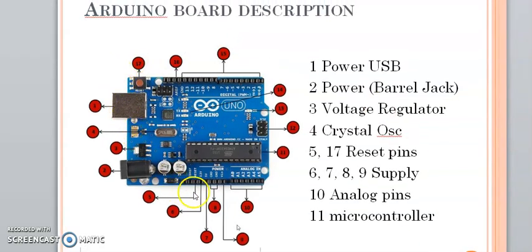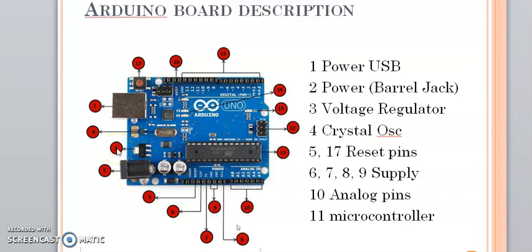On the left hand side, you can see the picture of Arduino board with some labels. So let us go in brief about these labels. Label 1 indicates power USB. Using this power USB, you are going to connect your Arduino to your laptop. Label 2 indicates power or barrel jack, which also acts like an external power adapter.